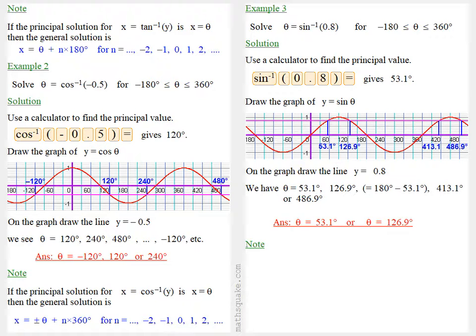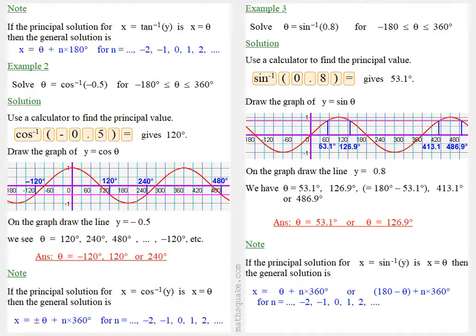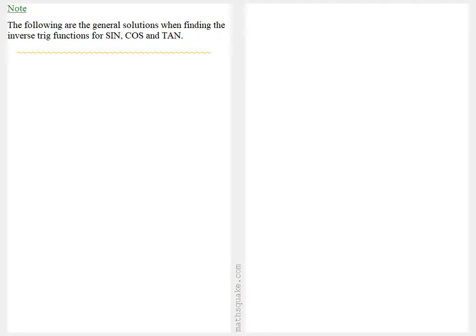Now we can get a general formula for this. If the principal solution for x equals sine minus 1 of y is x equals theta, then x is equal to theta plus n times 360, or 180 minus theta plus n times 360 degrees for any integer value of n. It is worth remembering these three formulae, so let's highlight them, and we can use these to write down the general solution to an inverse trig question. So, the following are the general solutions when finding inverse trig functions for sine, cosine, or tangent.